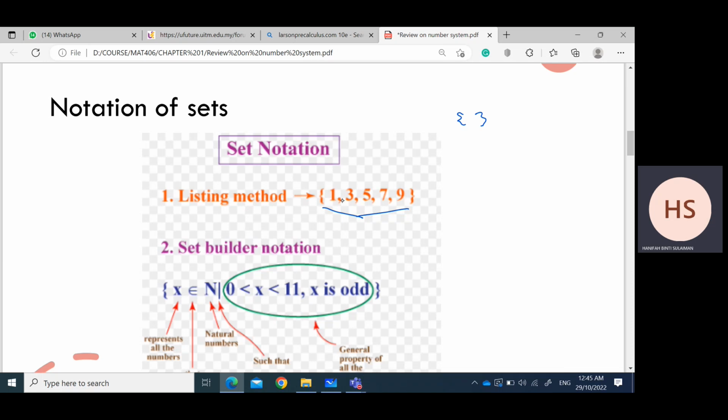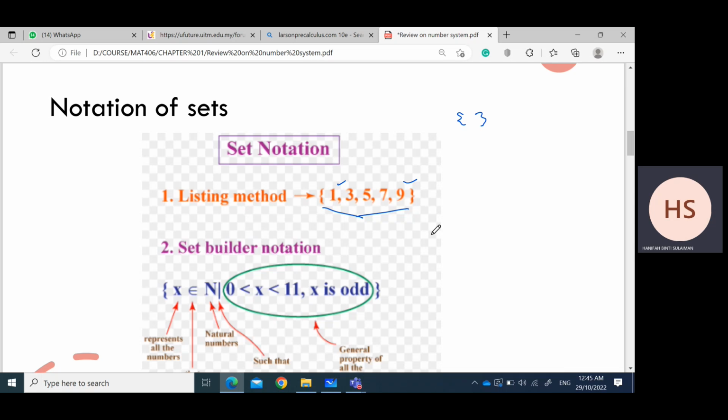Okay, it starts from 1, which is the first odd number. The second number here is 3, followed by 5, 7, and 9. Okay, so ini adalah contoh bagi collection untuk nombor-nombor ganjil yang bermula daripada 1 sehingga 9.